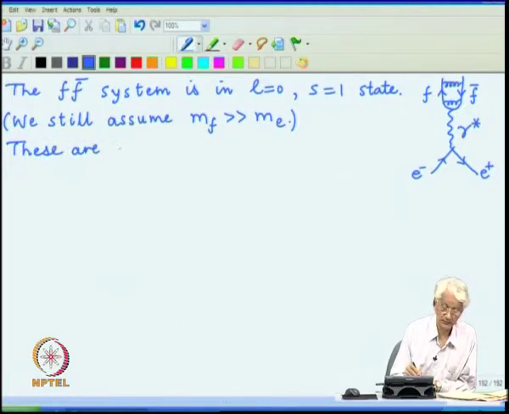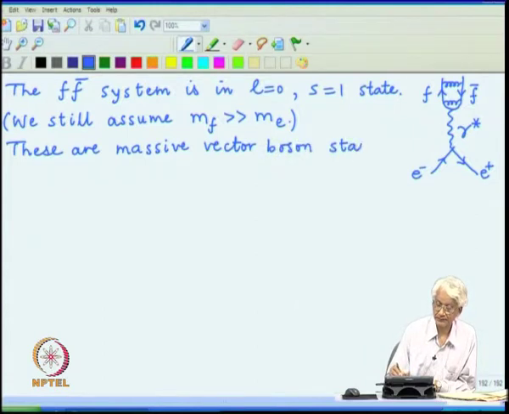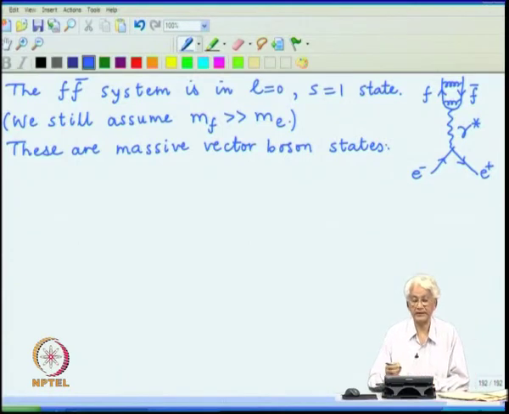These are called massive vector boson states, and these are the ones which are often the first states to be seen whenever a new particle antiparticle threshold is crossed. They are the easiest to observe because of the various conservation laws involved, and we are looking at the dominant contribution in that particular case.